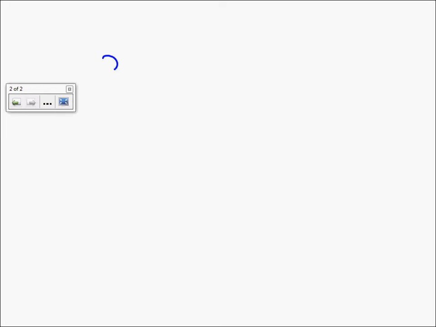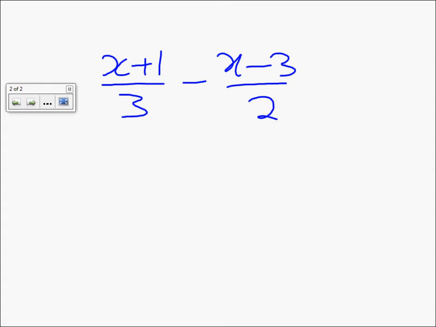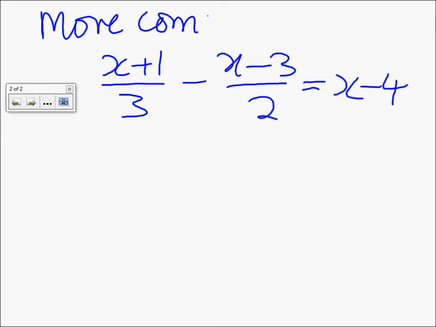Very quickly, for example, you're given a question: (x plus 1) over 3 minus x minus 3 over 2 equals x minus 4. So these are more complex equations.